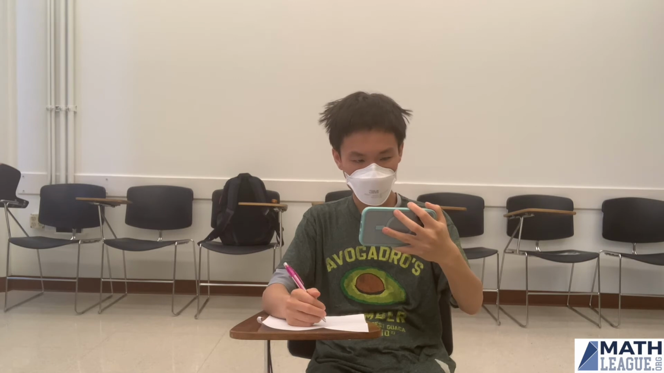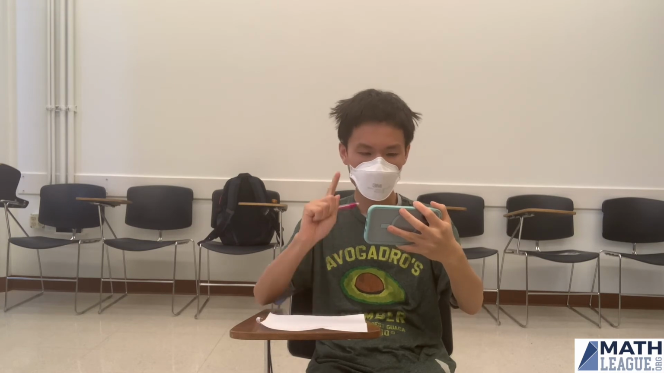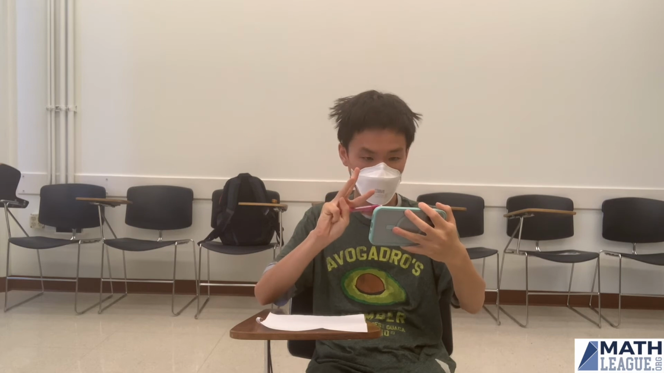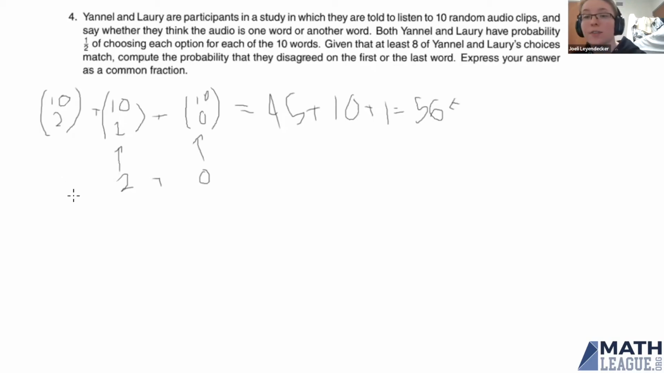Now there's a case of Yanni and Laura disagreeing in 2 of the 10 questions, represented by 10 choose 2. There's quite a bit to work with, especially since we not only have to consider them getting different answers in the first one or the last one, but possibly both. It's a little bit easier for us to calculate the number of cases where they don't disagree on the first or the last word. I see. Then we can subtract from 10 choose 2.